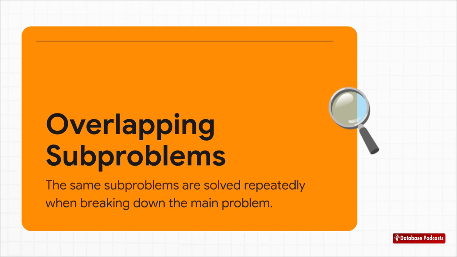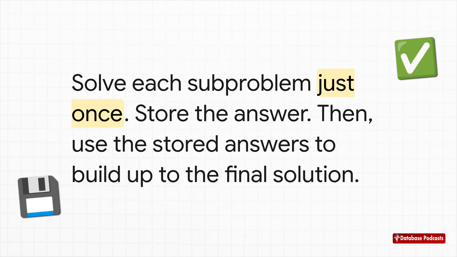The second property is overlapping subproblems. This is what happens when you start breaking down the main problem and you notice, hey, wait a minute, I'm solving the exact same little subproblem over and over and over again. Now, doing the same work repeatedly is obviously super inefficient, but it's also a huge clue that we can make things way faster. And this is where the magic really kicks in.